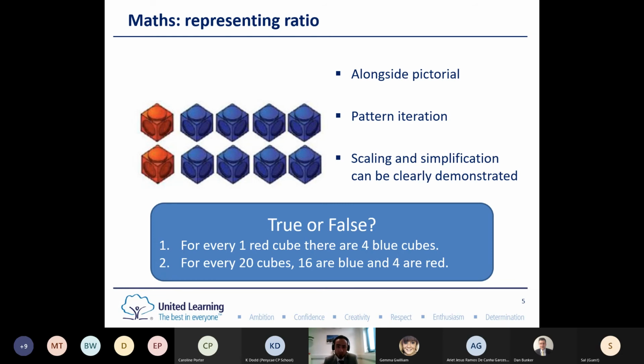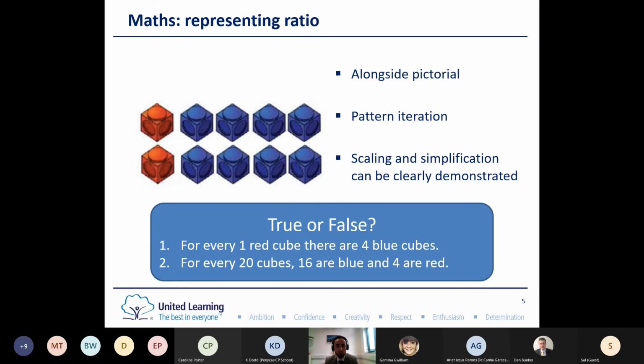Cuisenaire rods are also fantastically useful, although I always tend to say that we'll use multiple parts to show that it's multiplicative reasoning. Bar models are a natural progression from Cuisenaire rods, or indeed Unifix, as I'm going to show in a moment. And this is really a visual representation of algebraic reasoning and can be used to backtrack and do some backfilling work at the lower parts of Key Stage 3. So I think it's really important that you use these manipulatives alongside the pictorial, that you can use these manipulatives, as I'll show in a moment, to show how it refers to pattern iteration. And importantly, scaling and simplification of ratios can clearly be demonstrated.